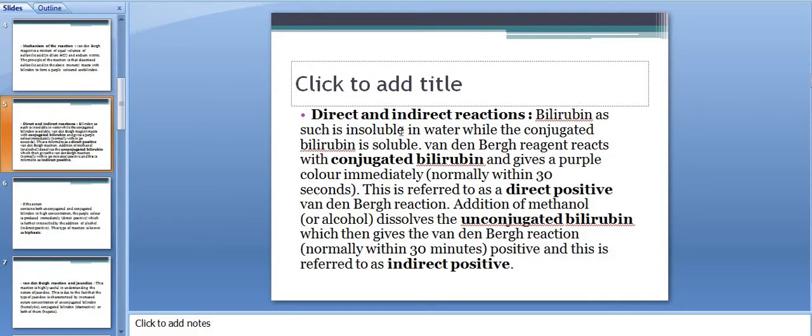Addition of methanol dissolves the unconjugated bilirubin, which then gives the Van den Bergh reaction, normally within 30 minutes. That is positive, and this is referred to as indirect positive.